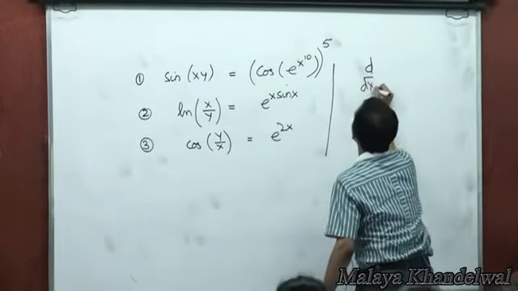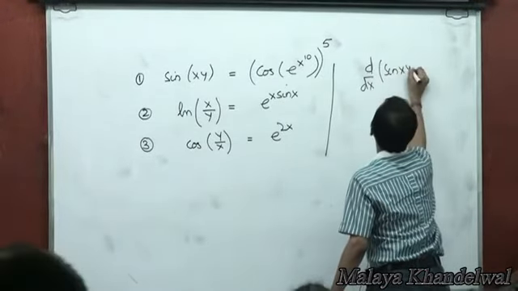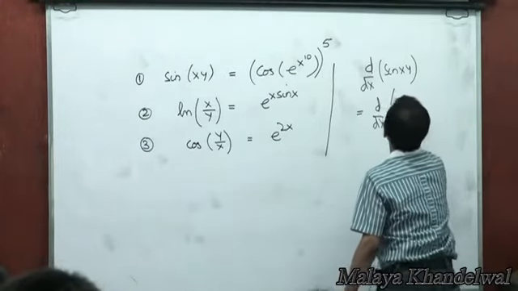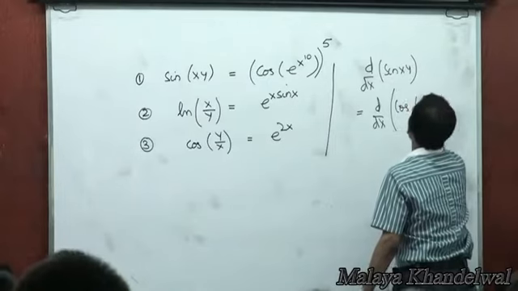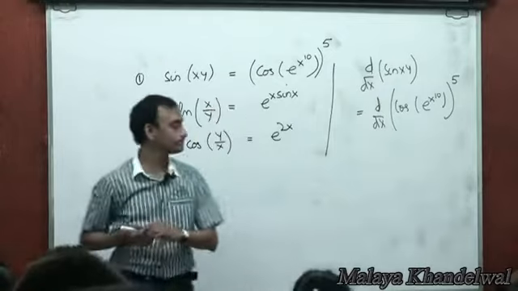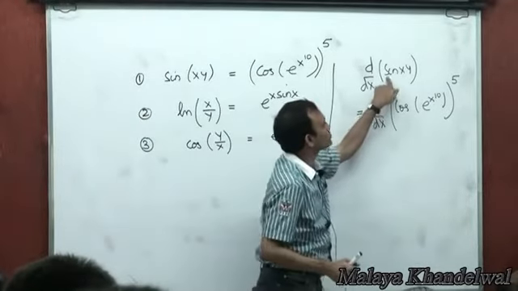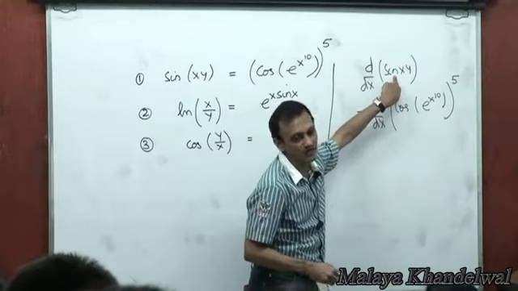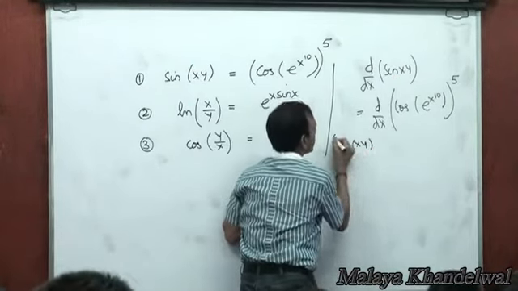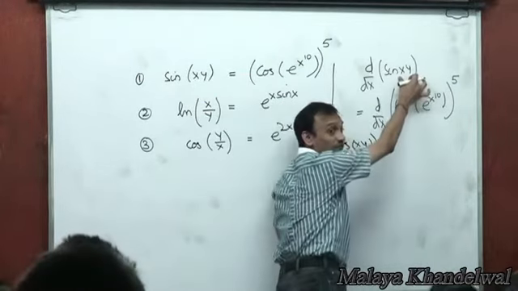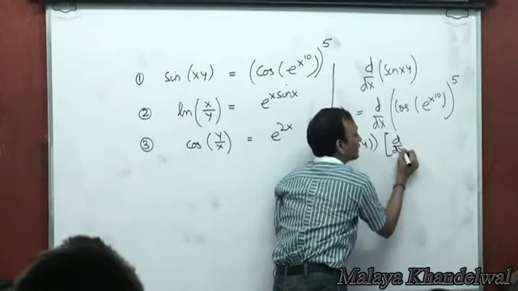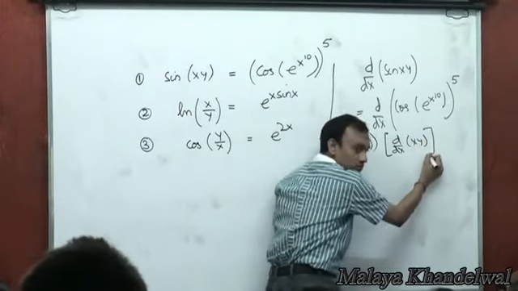So d/dx of sin xy is d/dx of cos of (e power x power 10) whole to power 5, right? Now go from outside to inside. Outermost is sine, that's going to give me cos xy. And then xy with respect to x. That means d/dx of xy, right? That's the innermost part of the chain, right?